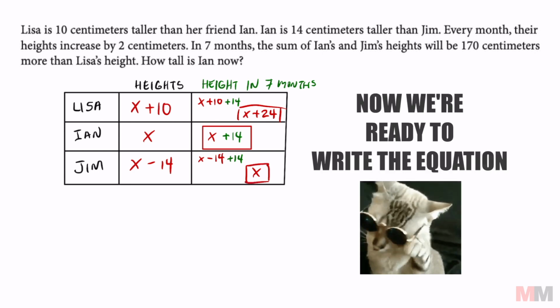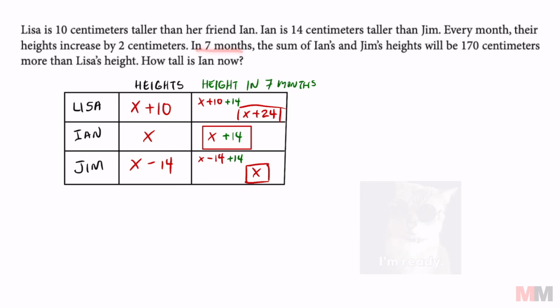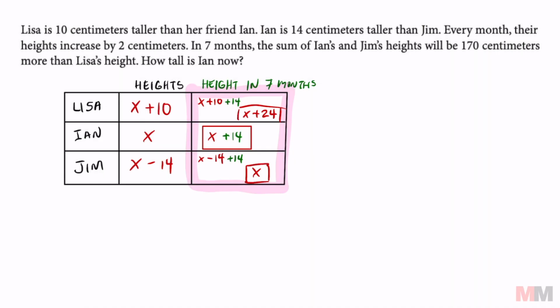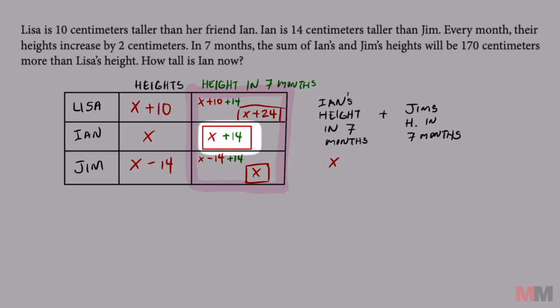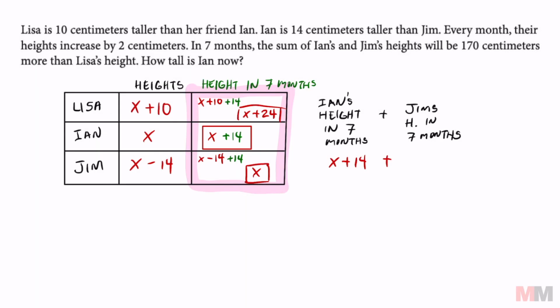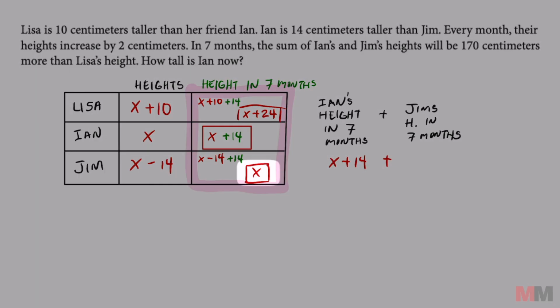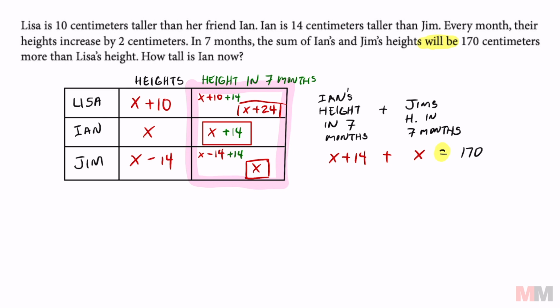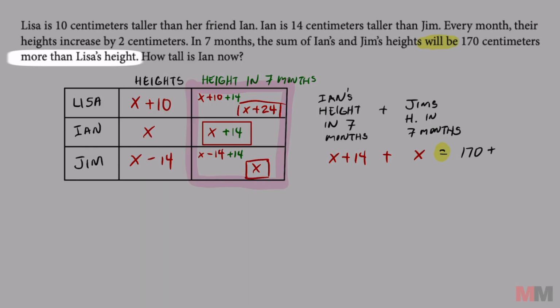Now we're ready to write this main equation. In 7 months, the sum of Ian's and Jim's heights. So it says sum, meaning I have to add Ian's height in 7 months and Jim's height in 7 months. We just got to look at the expressions right here because we got that organized now. Ian's height in 7 months is X plus 14, and we're going to add it to Jim's height in 7 months, which is just X. Will be translates to equals 100 centimeters more plus Lisa's height in 7 months, which is X plus 24.